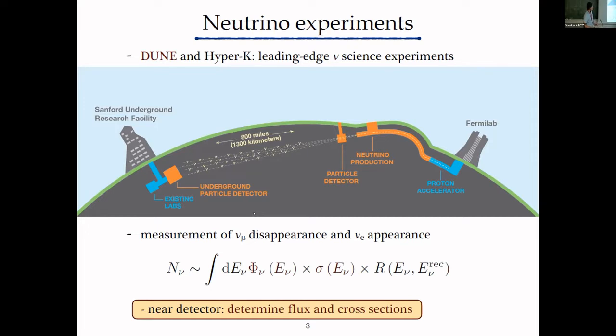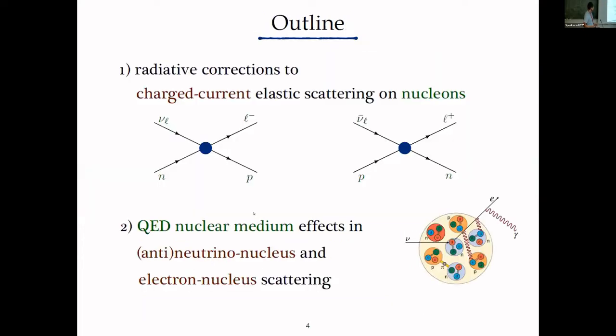Today I'm going to discuss just a few projects which are nearly accomplished or even completely accomplished. The first of them is radiative corrections to the process of charged current elastic scattering from nucleons. In this case, for instance, a neutrino scatters on a neutron and produces a negatively charged lepton and a proton, or an antineutrino scatters on a proton and produces a charged lepton and a neutron. Of course, we know that all charged particles can couple to photons. That's why there can be radiation, mainly from lepton lines but also from nucleon lines, and there can be exchange of photons between leptons, protons, and neutrons.